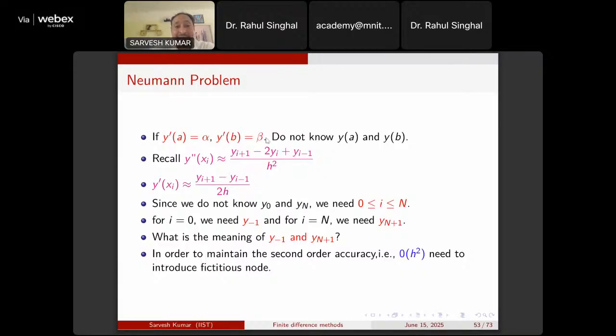I can somehow handle it in a different way, like yi plus 1 and yi, but then I don't have order h square convergence. To maintain this, I have to have yi minus 1 and yn plus 1. So what do you mean by that? And how do you get these quantities? That's the problem. Once you go with the Neumann problem, you have the problem with y minus 1 and yn plus 1. So how do you deal with that? You can think of a fictitious node, not real, but we can find these quantities. Okay, that we'll see.